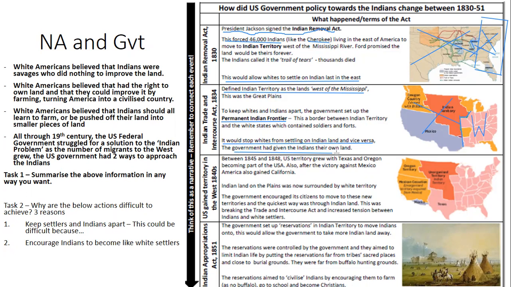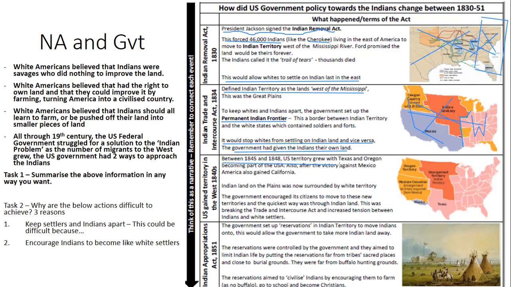So the government had effectively given the Native Americans their own land, which is basically mainly the Indian Territory. But as America grows, there become all sorts of problems, which means white settlers need to travel through Indian Territory to get to certain parts. Now, as America grows, there's a big moment here in the 1840s because the US gained territory in the West. And the problem with that is that to get there, you do have to go through Indian Territory.